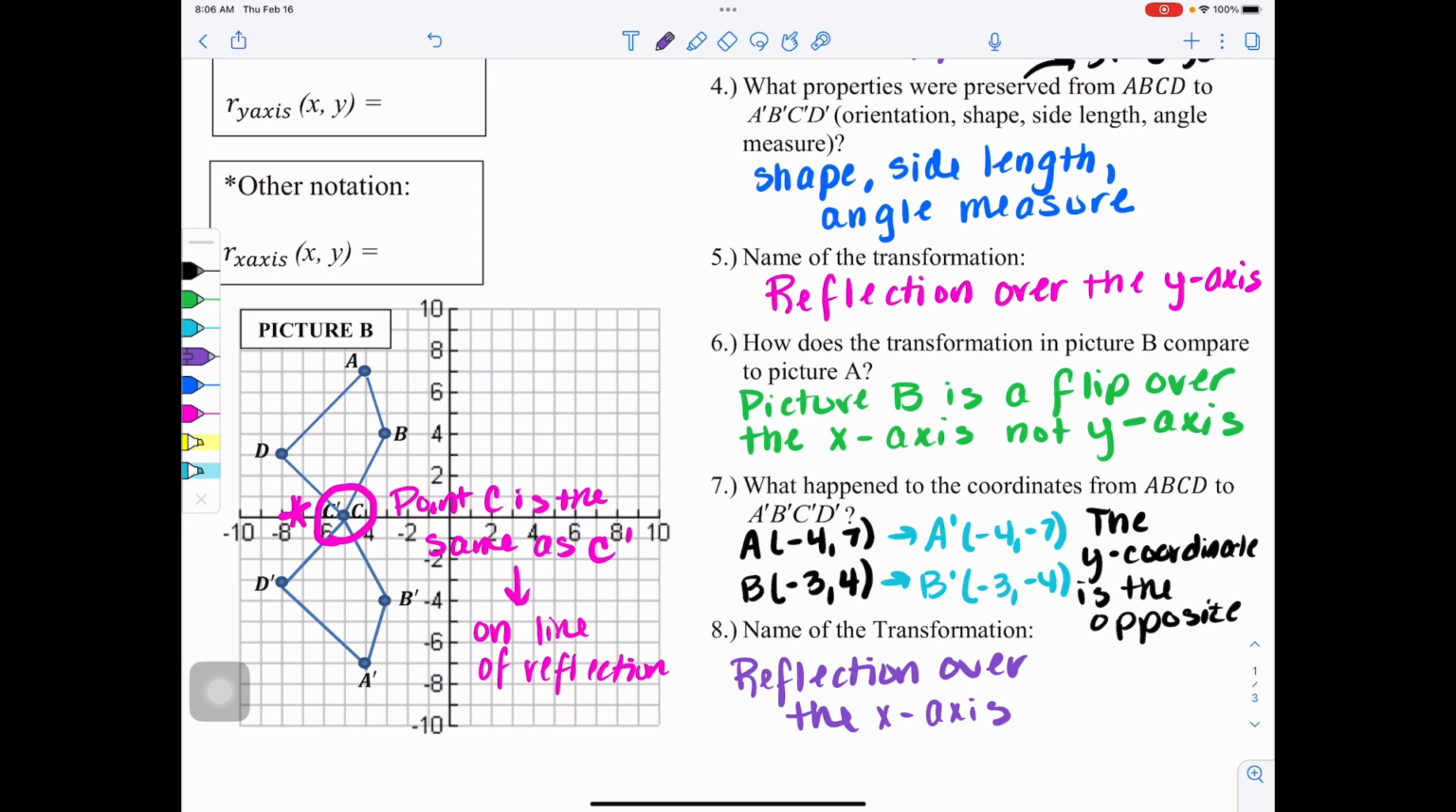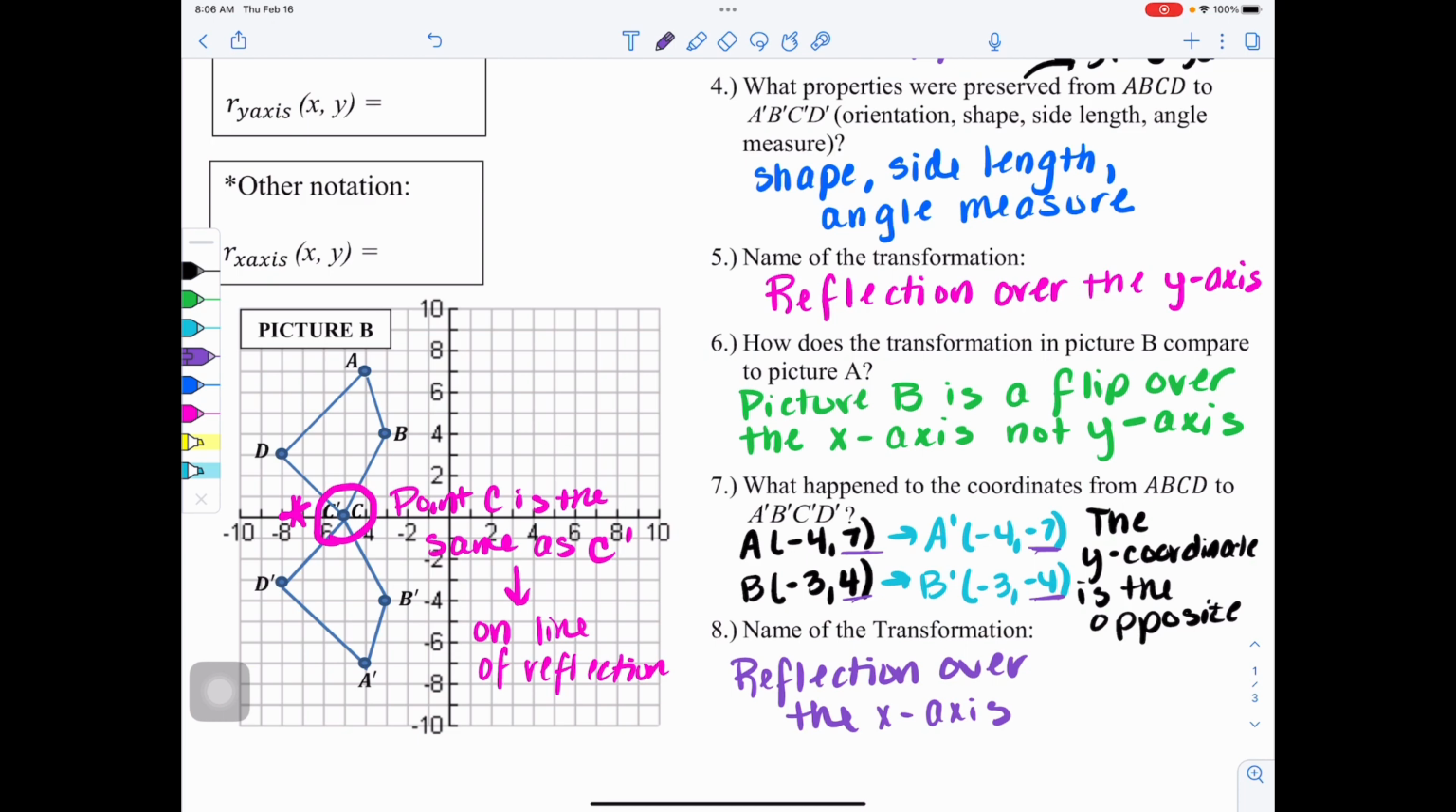It did not specifically say you had to list all of the coordinates this time, but I still think it's a great strategy to figure out what's going on. So I just picked a couple. I picked A and B original points and wrote where they ended up. And this time I see that the x coordinate actually stayed the same, but the 7 became a -7, the 4 became a -4. So this time it was the y coordinate that became the opposite.